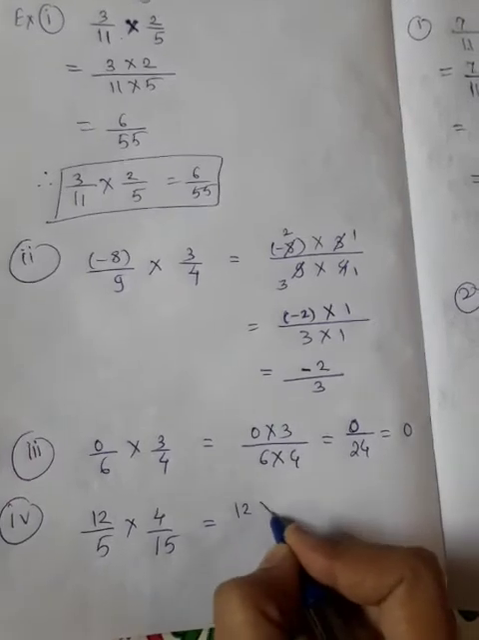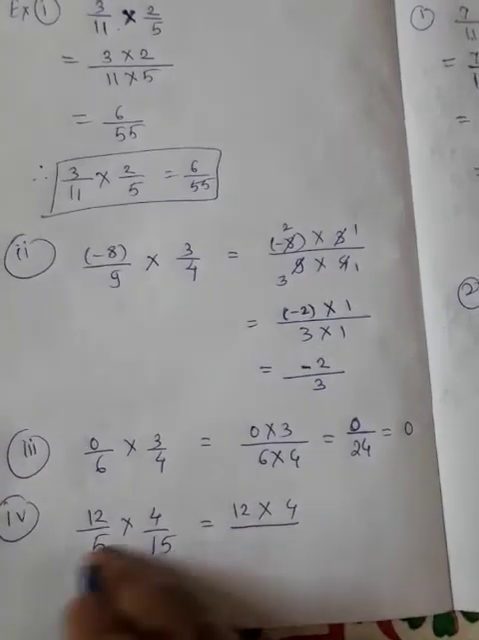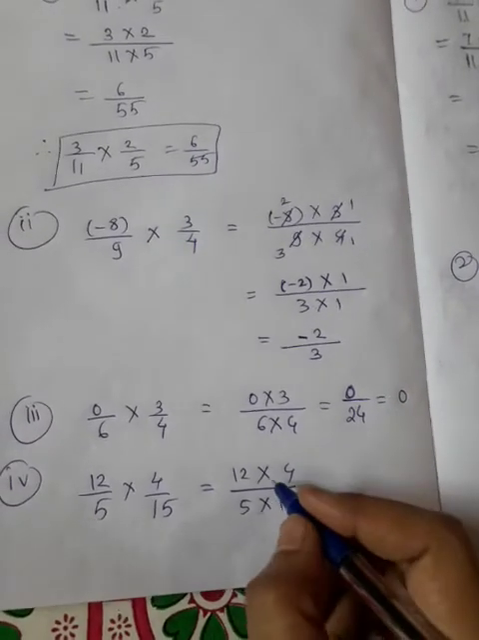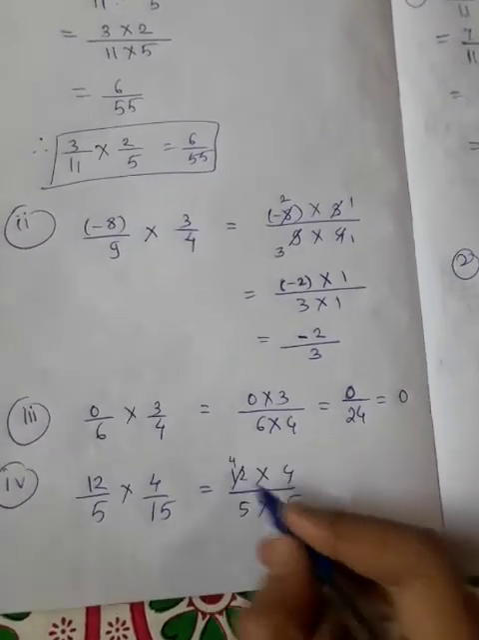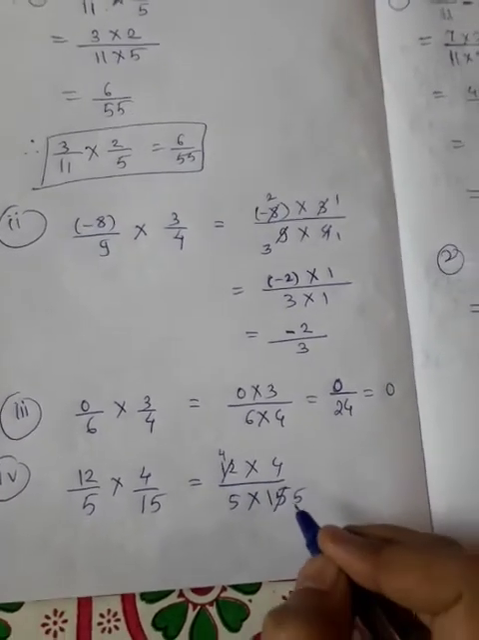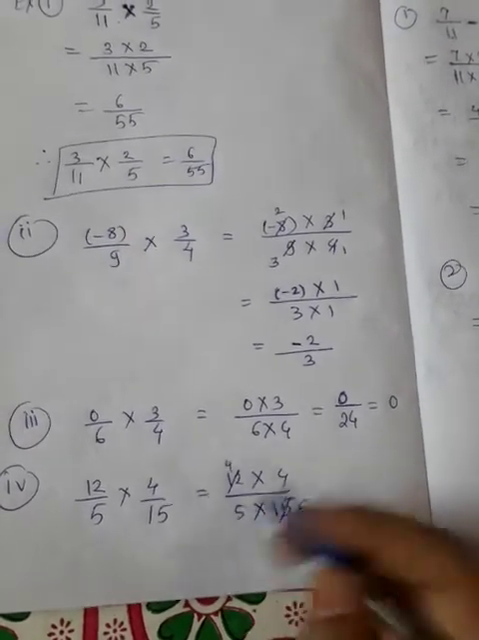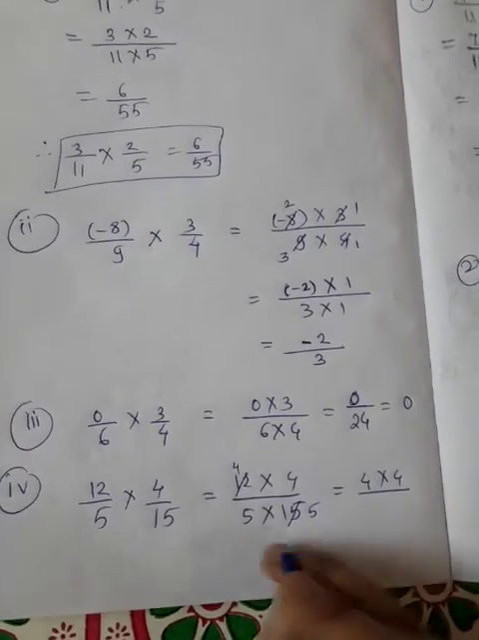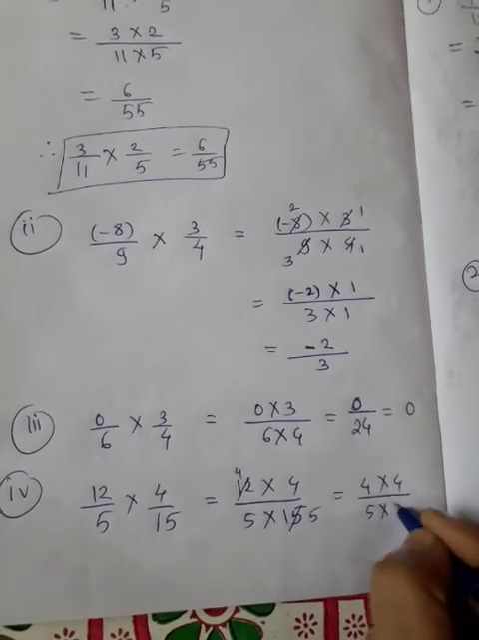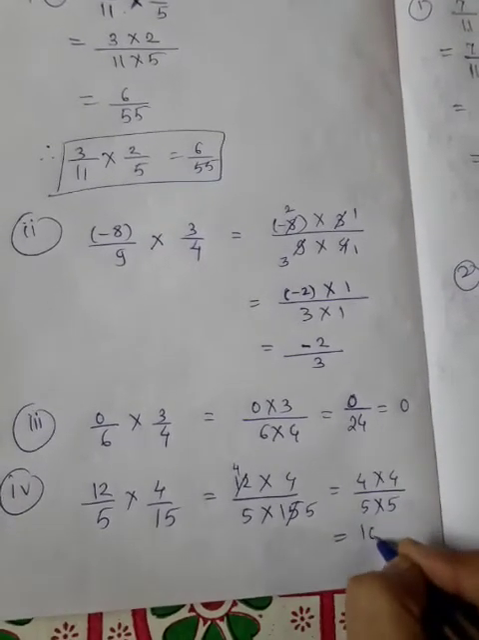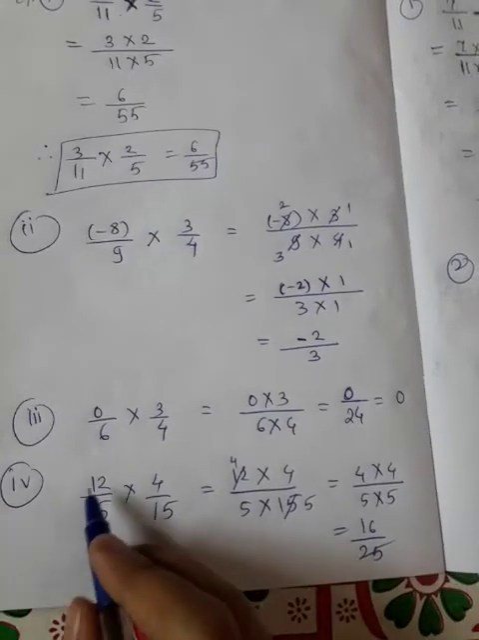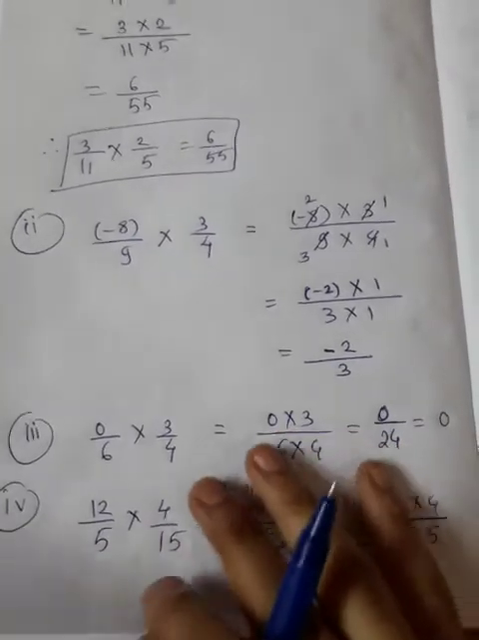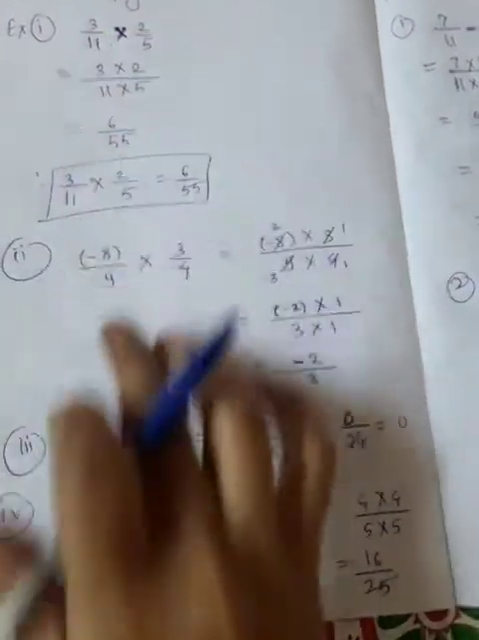Okay, so first multiply numerators 12 into 4 upon denominators 5 into 15. So if possible, then simplify. So here we know 3 4s are 12, 3 5s are 15. Okay, so now we can't simplify. So what remains? 4 multiply by 4 upon, here what remains? 5 multiply by 5. So our answer is 16 upon 25. Okay, so 12 upon 5 into 4 by 15 is nothing but 16 upon 25. Okay, so here we can multiply the rational numbers.